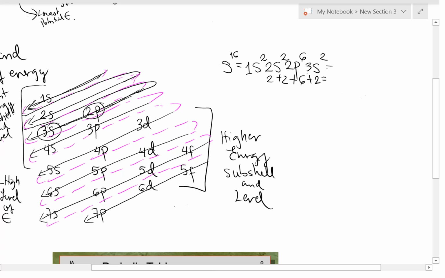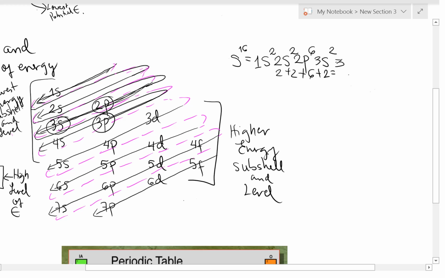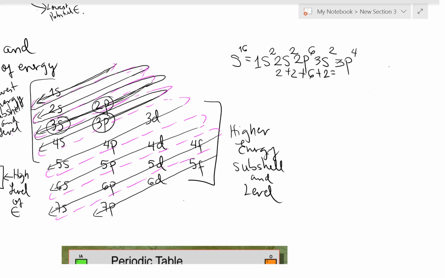So the next sublevel following the diagram is the 3p. So we put 3p4, right? Because we only need 4 to get to the 16 electrons that we need for sulfur. So if I ask you how many valence electrons we have for this structure, your answer would be 6 electrons in total.